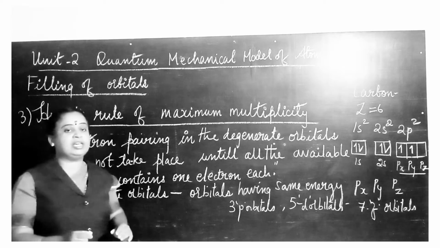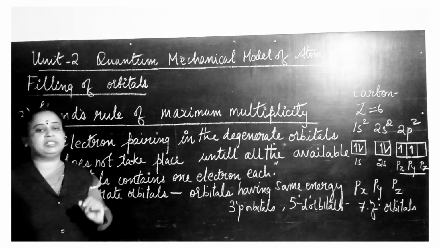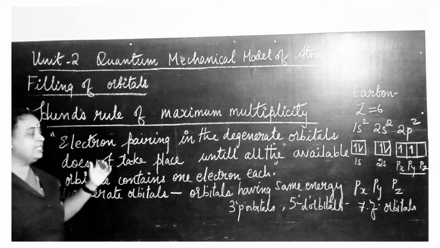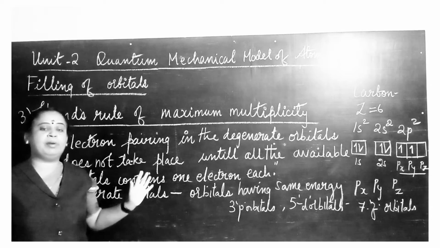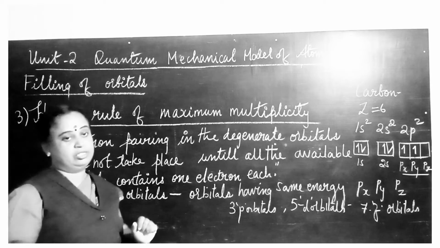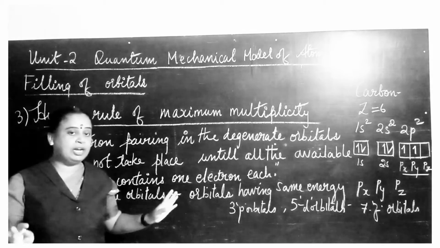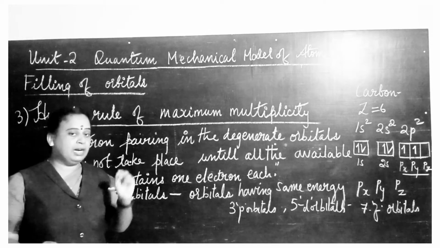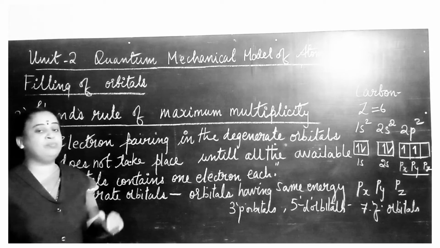So the explanation is given by Hund's rule, Hund's rule of maximum multiplicity. So what does this rule state? According to Hund's rule, electron pairing in the degenerate orbital does not take place until all available orbitals are filled with 1 electron each. So that is your Hund's rule. In the degenerate orbital, pairing does not take place until the other available orbitals contain at least 1 electron each. That is your Hund's rule of maximum multiplicity.